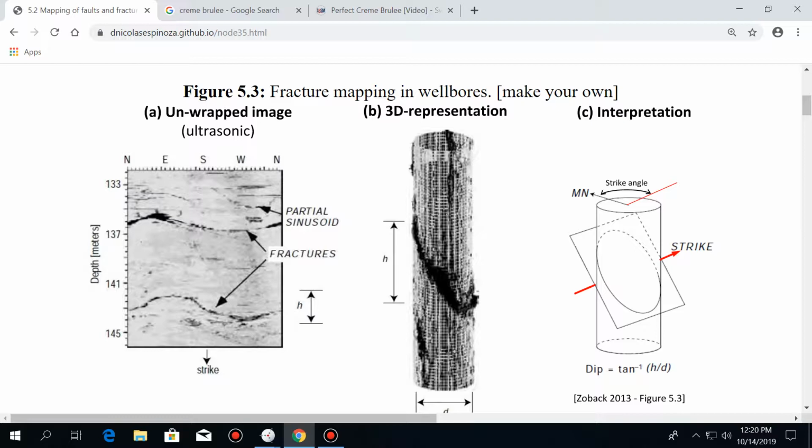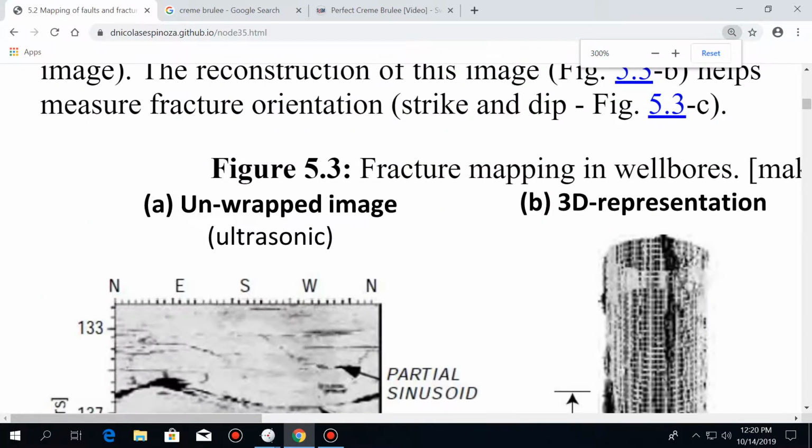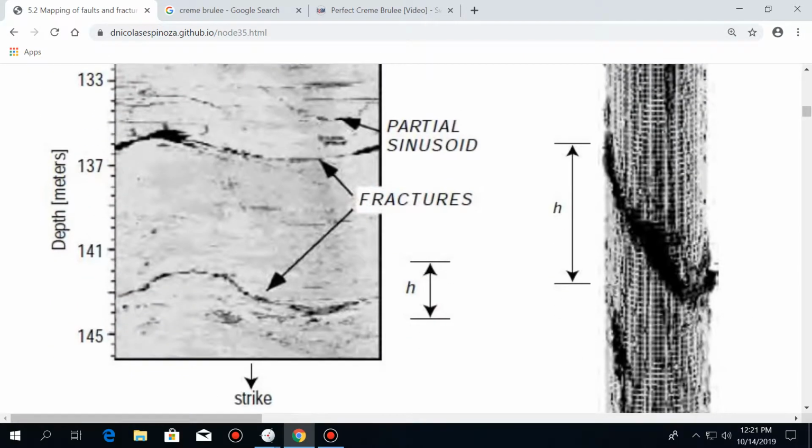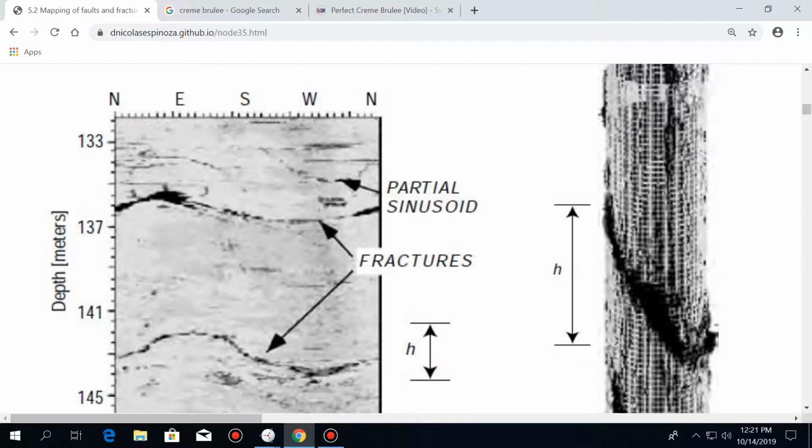And here you have the image, as we call it, wrapped around the wellbore. That's what you actually measure. But sometimes in order to visualize this in a 2D space, you plot this unwrapped version, which is 360 degrees. If you look at this from the top, you will see that here it says north, east, south, west, and north. So this is the unwrapped version of the wellbore image. And if you wrap it, then that will be the wellbore.